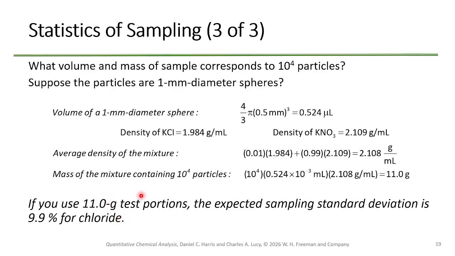So if we use 11 gram test proportions, then your expected sampling standard deviation is going to be 9.9% for chloride, because 11 grams is going to give you, on average, the 10 to the fourth particles. Okay? And so that's actually how you would go about testing that. You take your analytical balance, you get your sample core, you put that on there, and then you'd expect a standard deviation of 9.9% for the chloride. Okay.